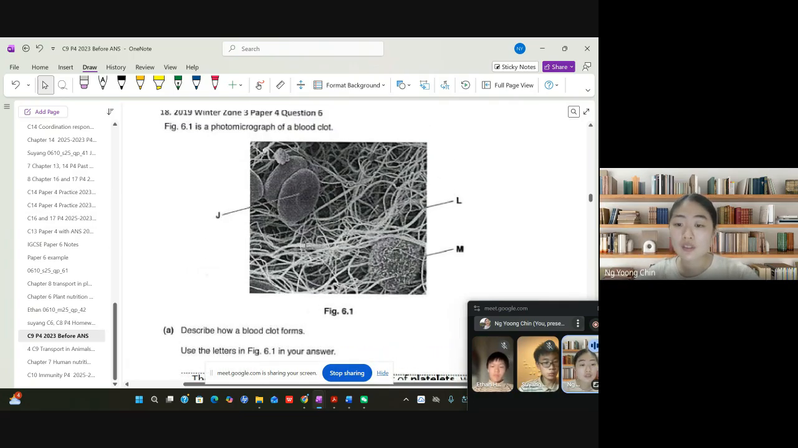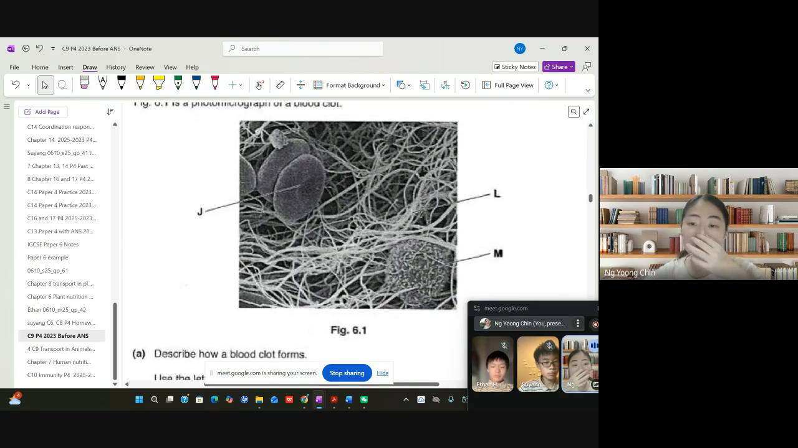So, okay, maybe I can ask you, what is L? Anderson, what is L? L is a mesh-like network. Look like rope, right? Look like rope. So what is L? What do you think? L is a fibrils. Okay, L is a fibrils.